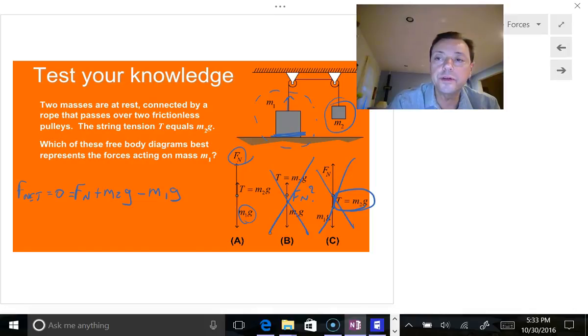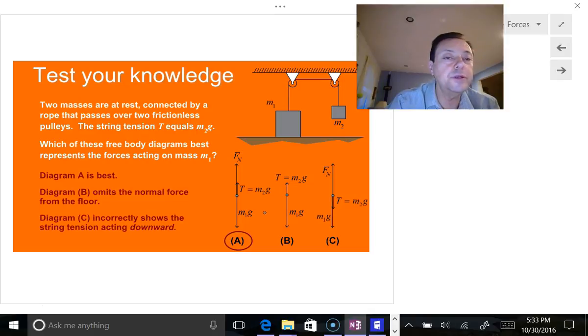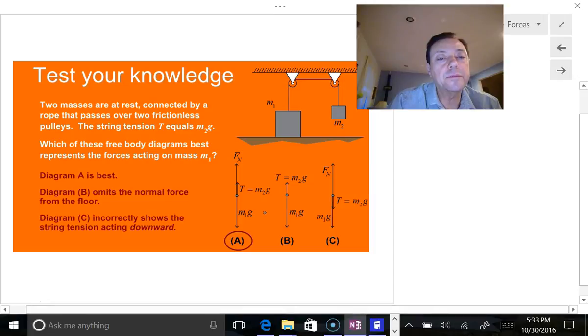Okay, I hope everybody sees that. So our suspicions are confirmed. Two masses are at rest, connected by a rope that passes over frictionless pulleys. The string tension T equals M2G. Which of these free body diagrams best represents the forces acting on mass M1? Diagram A is best. Well, it's actually correct too. Diagram B omits the normal force from the floor, and diagram C incorrectly shows the string tension acting downward. Strings don't act in compression.